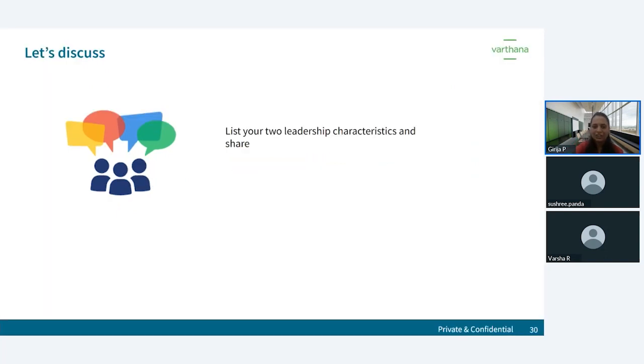Let me share the two leadership characteristics I have. I think I have more collaborative skill, and I'm more adaptive to the situation. So these are the two leadership characteristics I have. I would like to know from all of you if you also have any characteristic you would like to share with all of us.